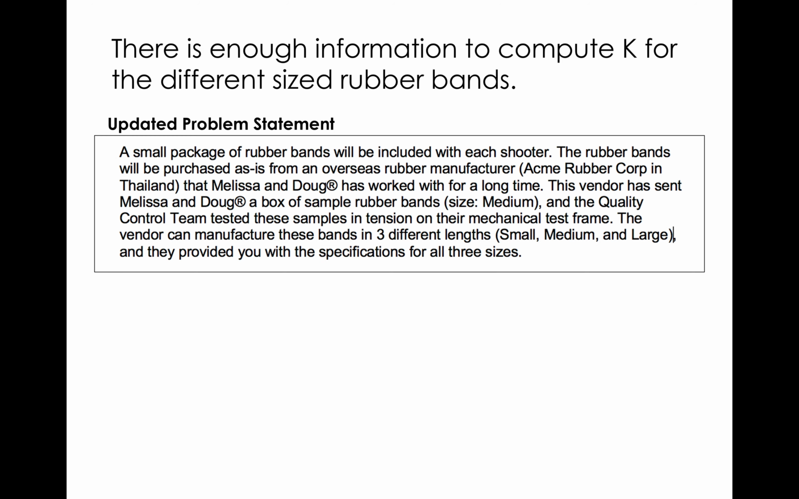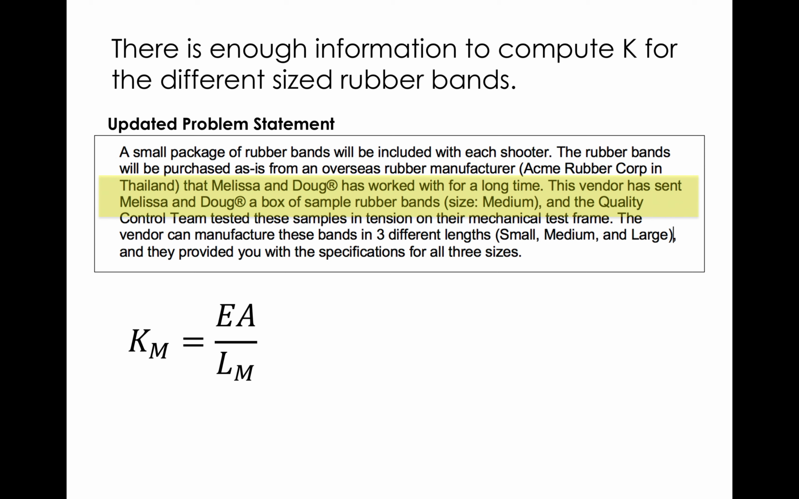I did update the problem statement ever so slightly. I'm telling you that the box of sample rubber bands that the quality control team was sent to test were size medium. Those were medium-sized rubber bands. So let's go back to that expression, K is equal to EA over L.